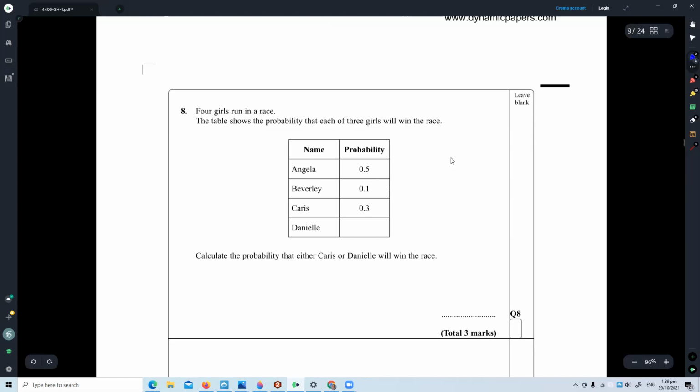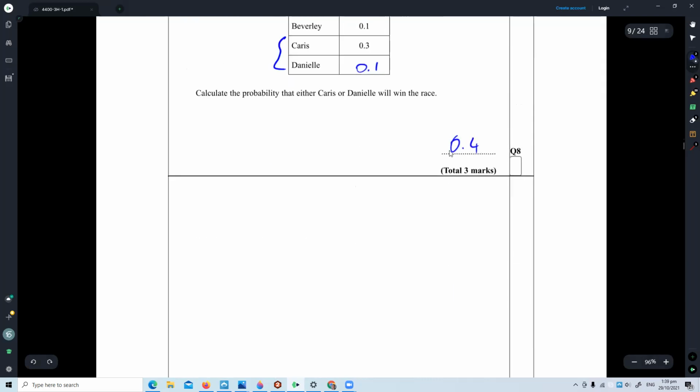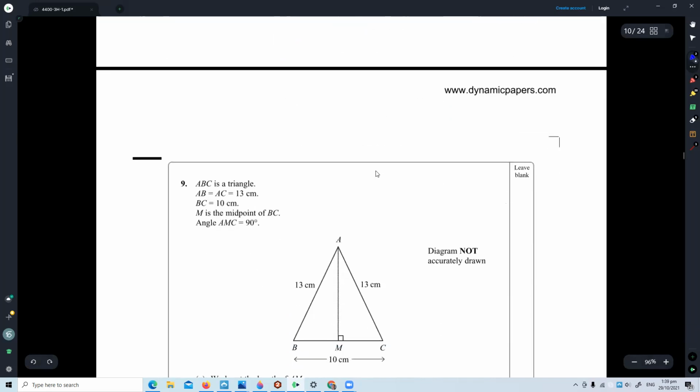Well, probabilities always add up to 1. So probably Danielle, the skill here. So 0.5, 0.6, 0.9. Danielle will be 0.1. So that all of this adds up to 1. So there's a 10% chance that Danielle wins, and there's a 30% chance that Karis wins. So there's a 0.4, there's a 40% chance that either of them win. So you need to make sure that you add up these two here to get another easy 3 marks. These 3 marks are so easy, so good.